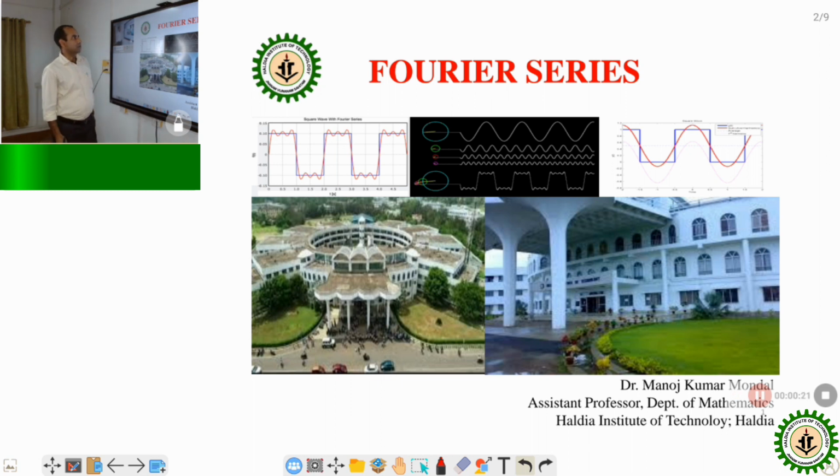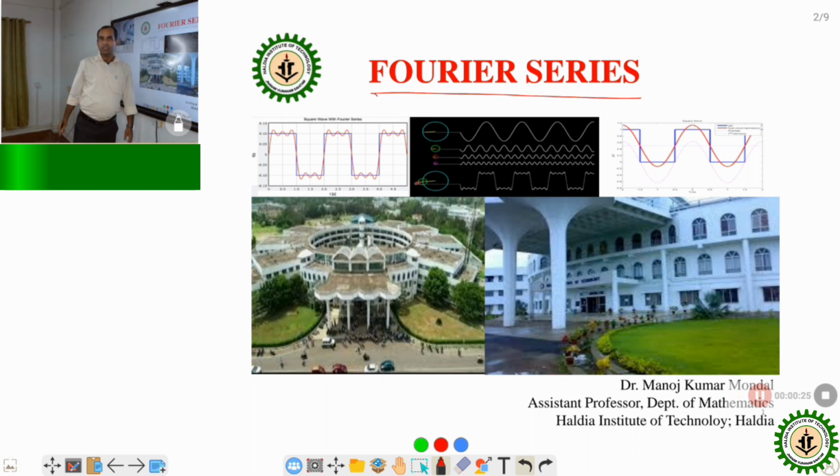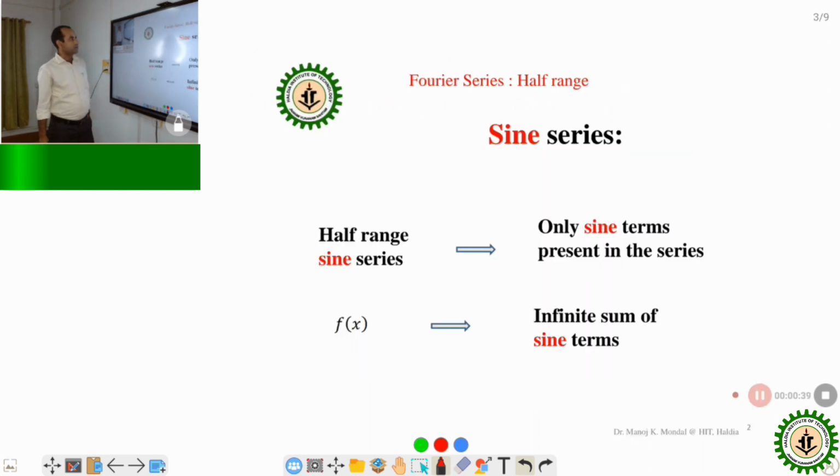So we start today the Fourier series of some function. Previously we discussed the Fourier series and full range Fourier series, but today we discuss the half range Fourier series and where it has applications of the Fourier series.